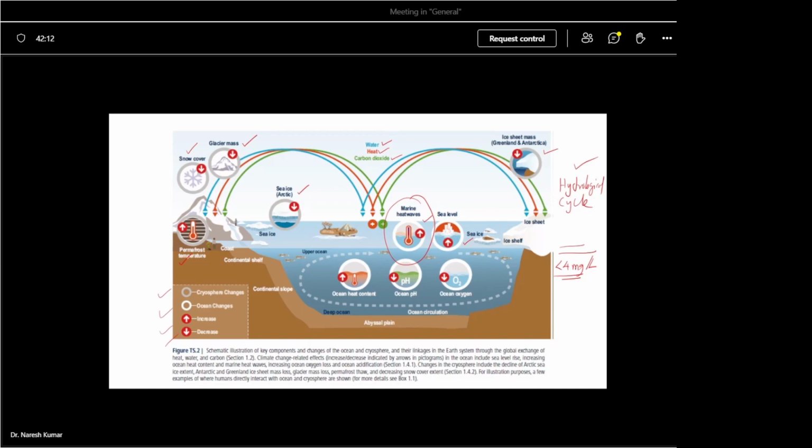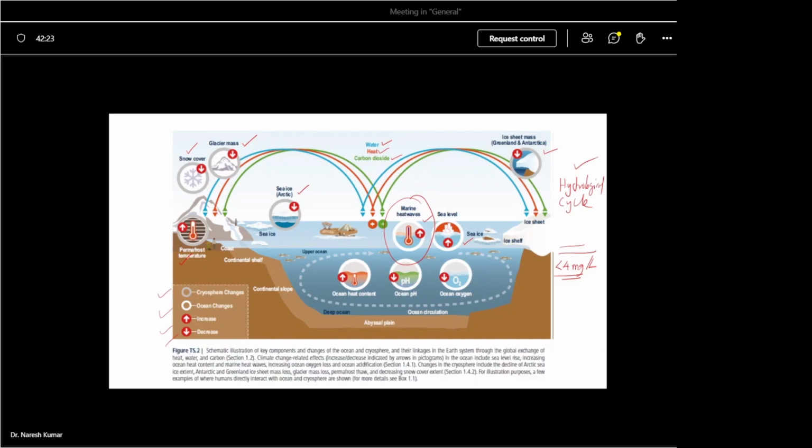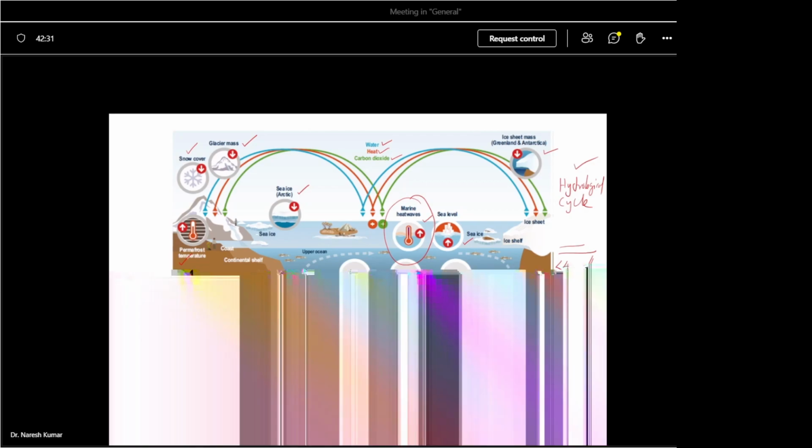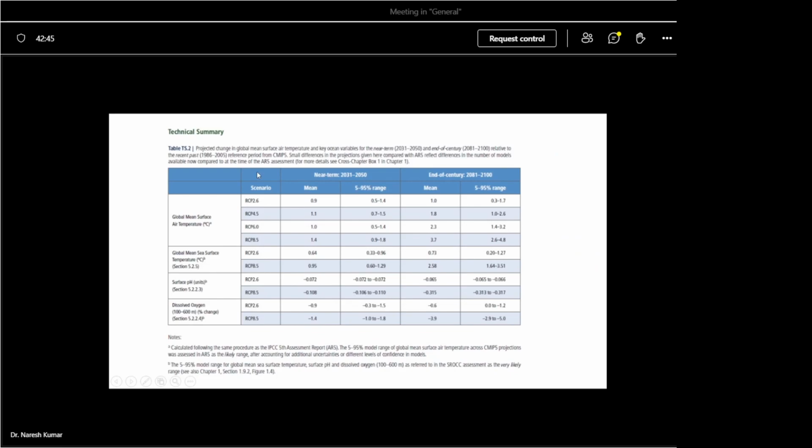So this whole pictogram is able to very nicely sum up what is happening in terms of sea level rise, increasing ocean heat content, marine heat waves, increasing oxygen loss, ocean acidification, and changes in the cryosphere due to declining ice, permafrost thawing, and decreasing snow cover. So this is more of a data-driven slide, but this will help you to see what we have here.